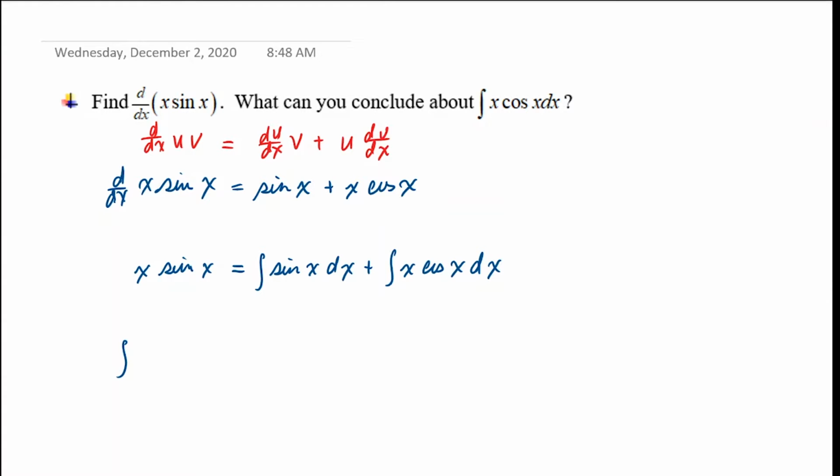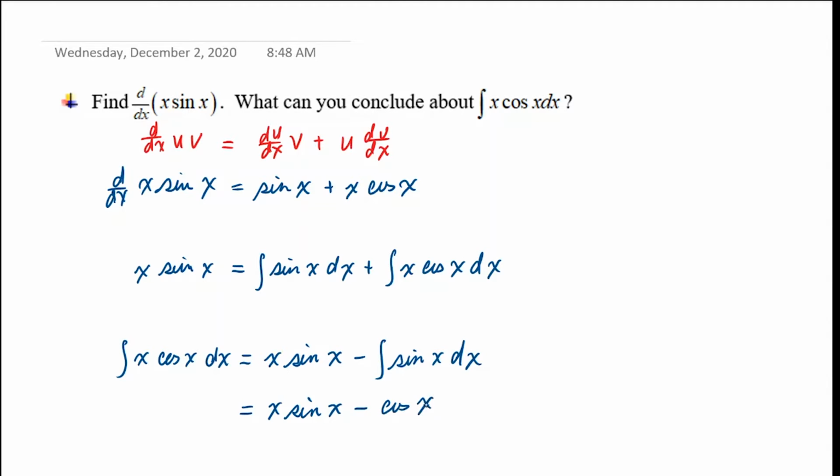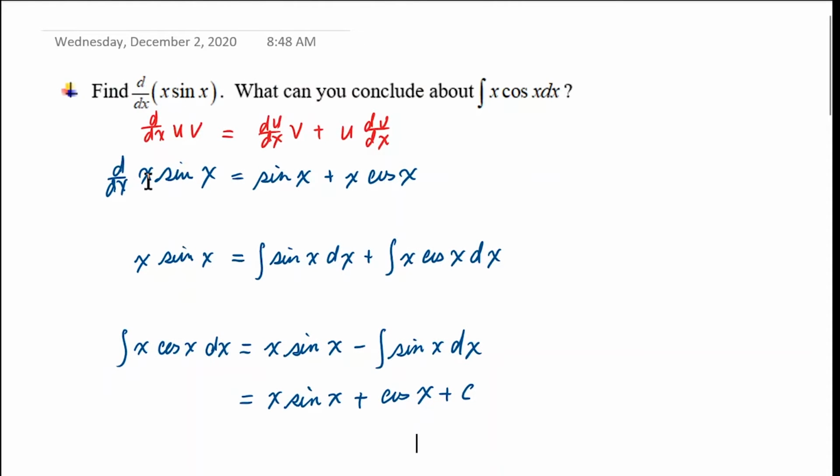So what we have is the antiderivative of x cosine x dx is equal to x sine x minus, because we are rearranging it to the other side, the integral of sine x dx. So far with me? Now we can finish this off by saying x sine x minus negative cosine x, but if I differentiate this I pick up a negative sign, so that better be positive. Are we good?